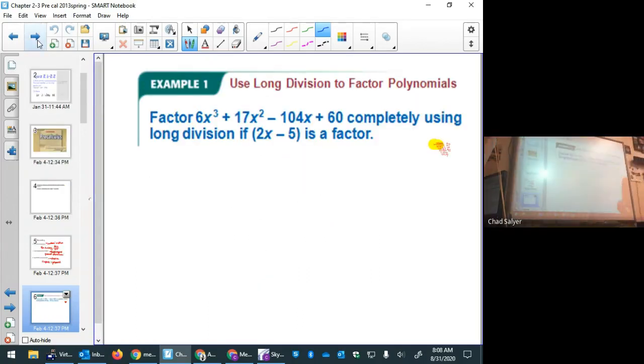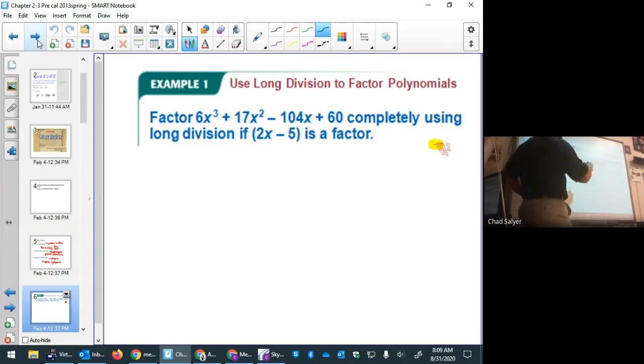So, long division to factor a polynomial. We're going to factor this completely, 6x cubed plus 17x squared minus 104x plus 60, assuming that 2x minus 5 is a factor. Before you can begin to factor a complex polynomial like this, you need to have something to divide into it. So here we're given one. Later on, we'll have to find it ourselves.